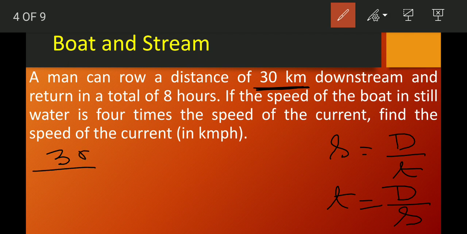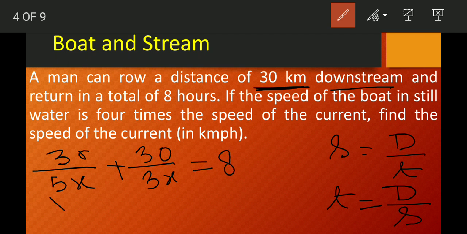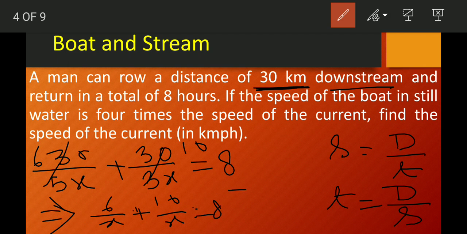At first it is going downstream, so as we have seen, the downstream speed is 5x, and on returning he is covering the same distance, that is 30 km, but in this case the speed is 3x. So we are getting the total time from this, which is given as 8 hours. If we simplify this, we will get the value for x. So if we write it as 6 over x plus 10 by x equal to 8, or we can write 8 equals 16 by x, that is x equal to 2.